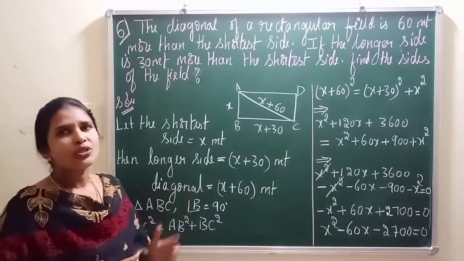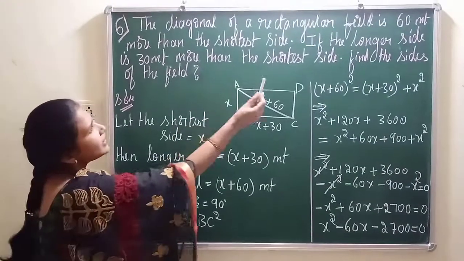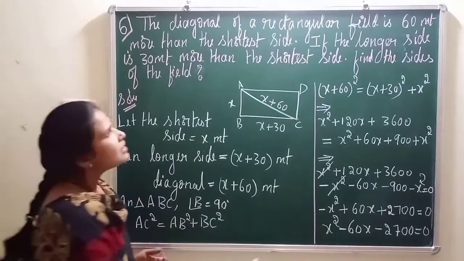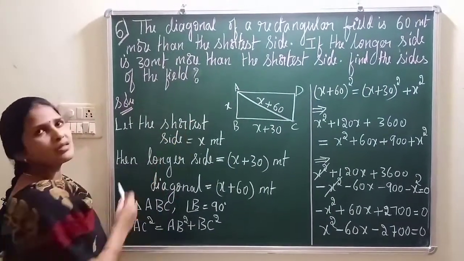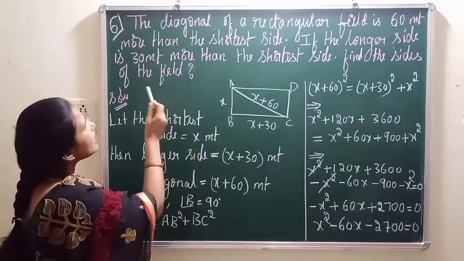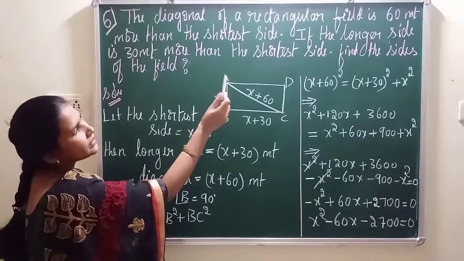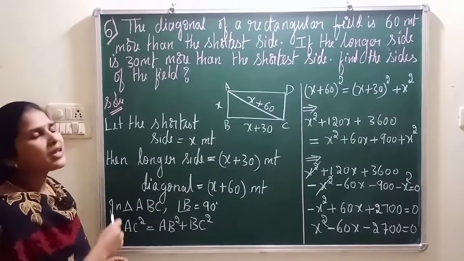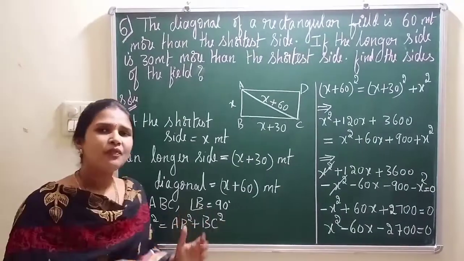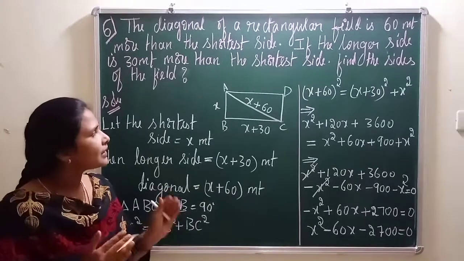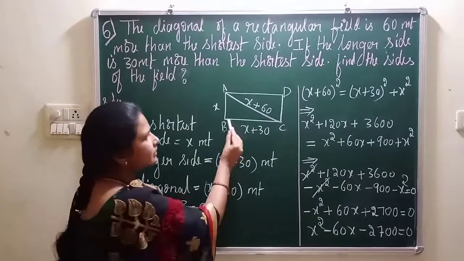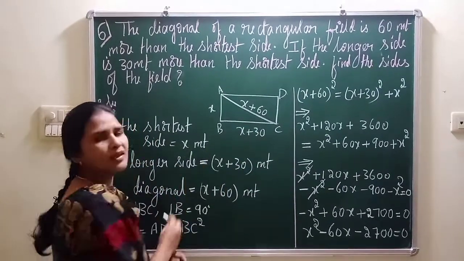This question says the diagonal of a rectangular field is 60 meter more than the shortest side. If the longer side is 30 meter more than the shortest side, find the sides of the field. So what type of field do you have here? It is a rectangular field. You know that in a rectangular field, the longer one is the length and the shorter one is the breadth.